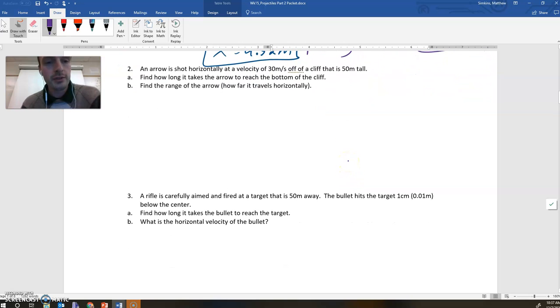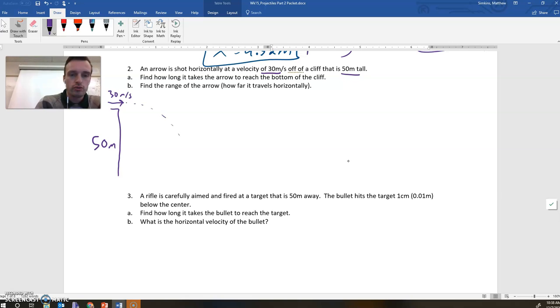Let's look at some examples here for how to set up and use this XYT table strategy. All right, so here's the first one. An arrow is shot horizontally at a velocity of 30 meters per second off a cliff that is 50 meters tall. So I'm going to label and draw a picture. That's always the first step that you want to do. Label, draw a picture. It's going to shoot off the cliff there. Okay, that's a really tall cliff, by the way. Find how long it takes the arrow to reach the bottom of the cliff.